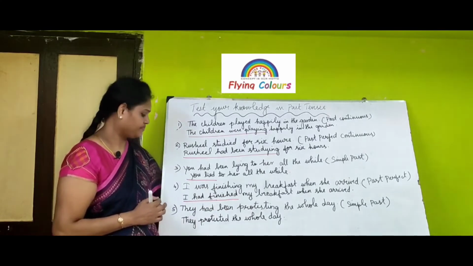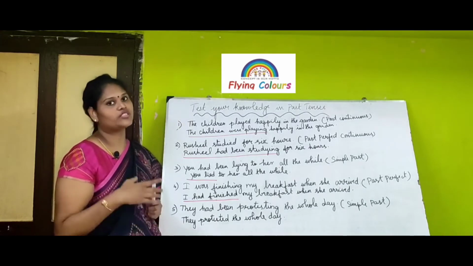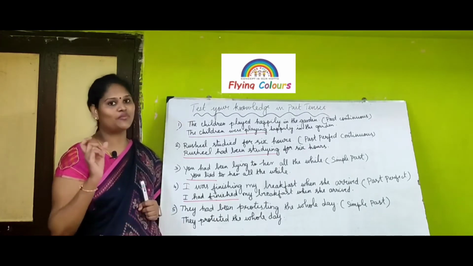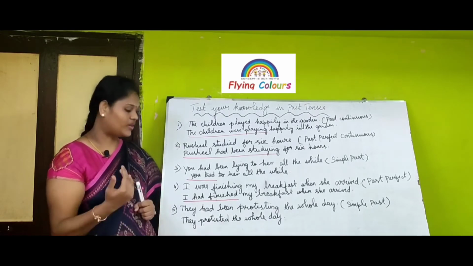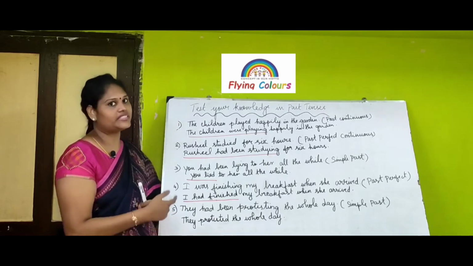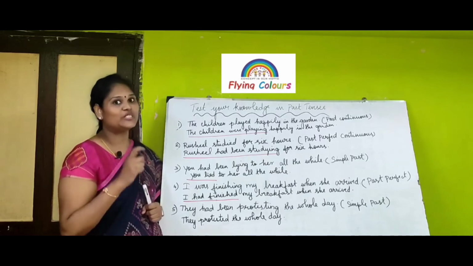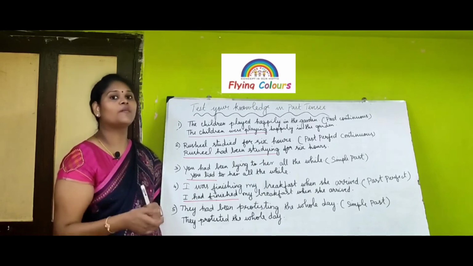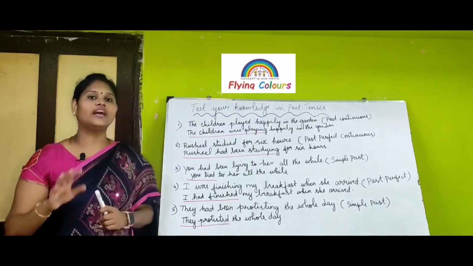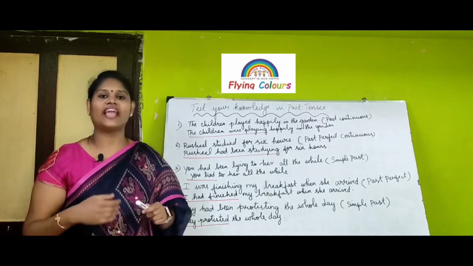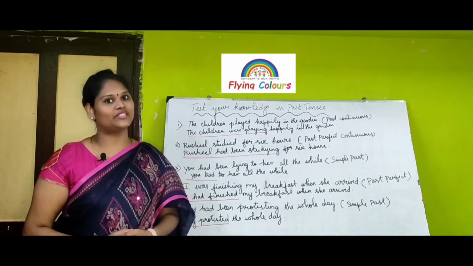This is the answer. They had been protesting the whole day, within brackets simple past. So simple past means I have told you already the formula for simple past is subject plus the base form of the main verb. So what is the subject here? They is the subject. Protesting is given in the sentence. You have to change protesting into the base form of the main verb. What is the base form? Protest. They protested is the simple past. Very easy. If you learn the formulas, you can convert any sentence into past tenses. This is how you should convert the sentences in your examination.